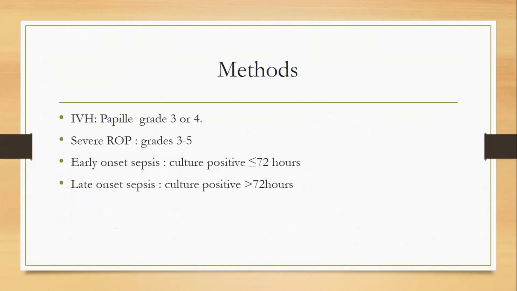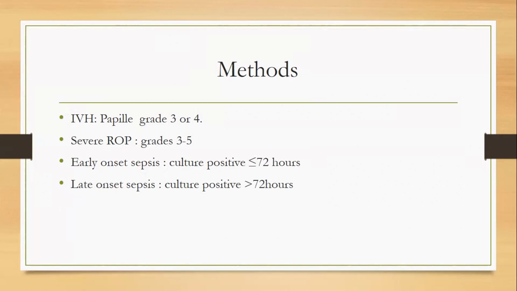And then we also looked at intraventricular hemorrhage, and this was defined according to Papile's criteria as grade 3 or 4, which is severe IVH. These babies were also screened for retinopathy of prematurity and defined as severe retinopathy of prematurity. We defined early onset sepsis in culture and late onset sepsis in culture. We worry a lot about late onset sepsis because we believe it's hospital acquired and that we clinicians have something to do with it.